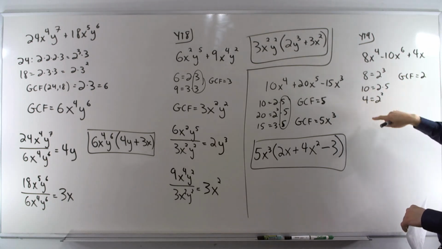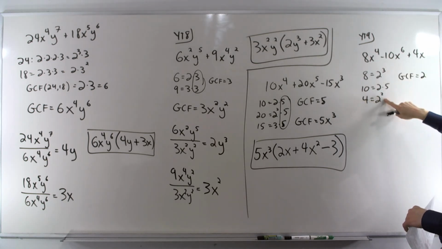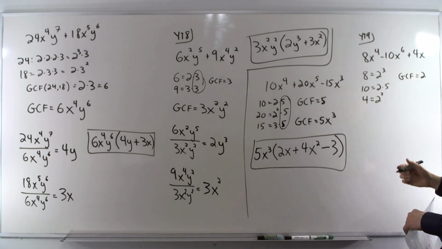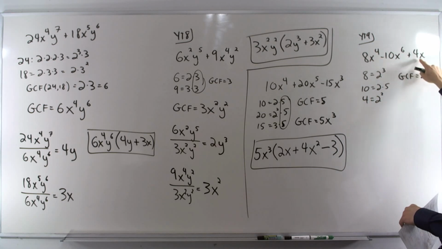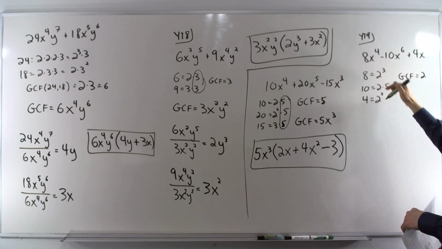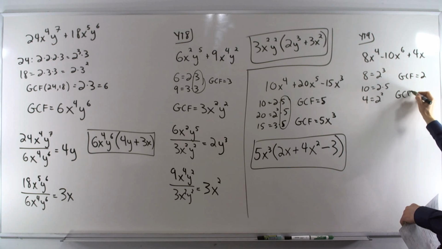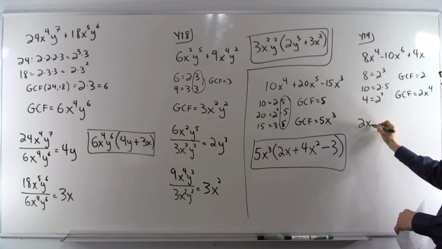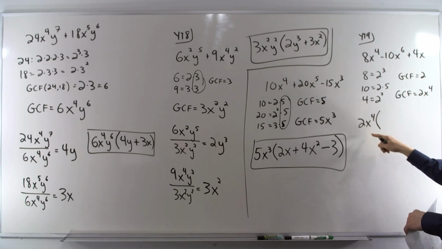So out of 8, 10, and 4, we got 2 to the third, 2 times 5, and 2 squared. We have a matching base of 2. Pick the smallest exponent, which is 1, so we got a GCF of 2. All right, 3 terms here. Smallest exponent is 4, so that makes the GCF 2x to the fourth power. So that's going to go out front.